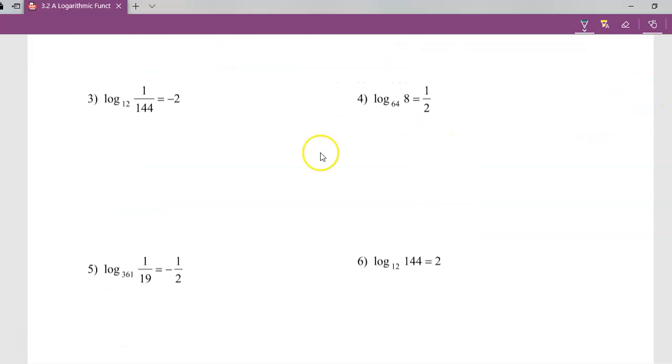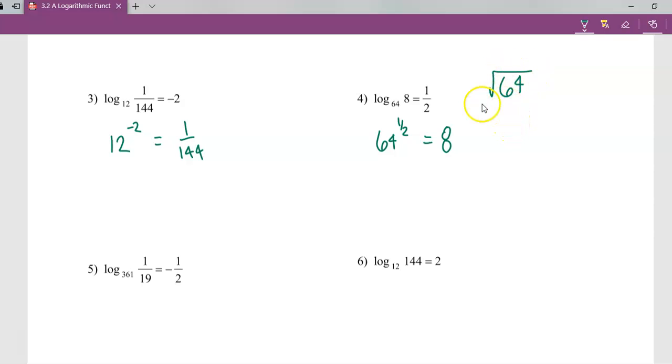Okay, let's move down here. Again, these are all just changing forms. So 12 to the negative second is equal to 1 over 144. That negative exponent flips it to 1 over 12 squared, which is 1 over 144. This one would be 64 to the 1/2 power is equal to 8. Remember, 1/2 power means the square root of 64. Power on high and root down below, so it's the square root of 64 to the first power. The square root of 64 is 8, just showing you it's true, but you don't have to write that form, you're just writing this form.